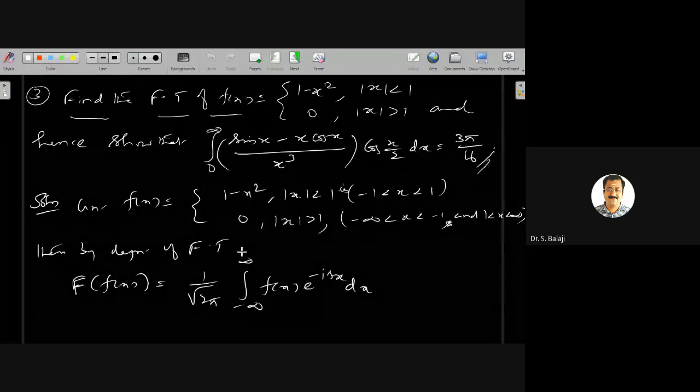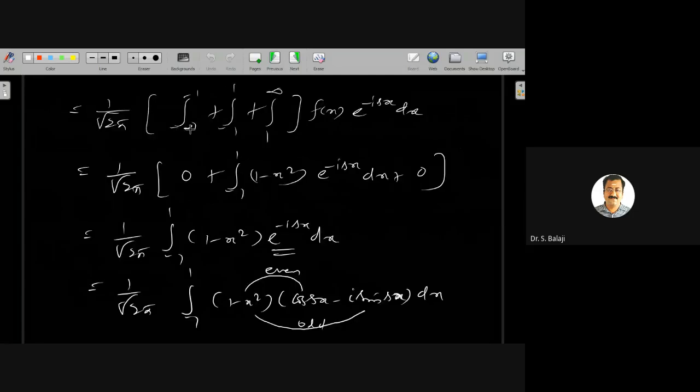Then by definition of Fourier transform, we can write Fourier transform of f of x equal to 1 by root of 2 pi, minus infinity to infinity, f of x e power minus isx dx. Now instead of f of x, you have to substitute here, but it can be split as minus infinity to minus 1, minus 1 to 1, and 1 to infinity. We can split into these intervals. f of x e power minus isx.